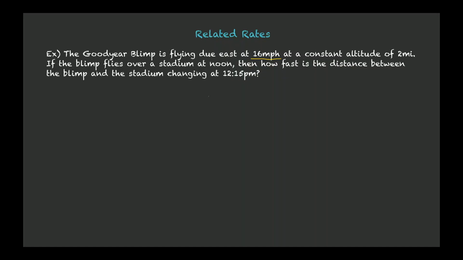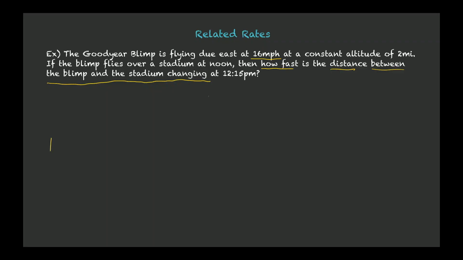Secondly, in a related rate problem, the question itself is always a rate of change. So in this one, how fast is the distance between the blimp and the stadium changing? Well, that's a rate of change, a dx dt or something like that. Now this problem doesn't talk about volumes or widths or anything like that, so typically the best way to assign a variable on a problem like this is to draw a little picture. So I'm going to draw a picture.